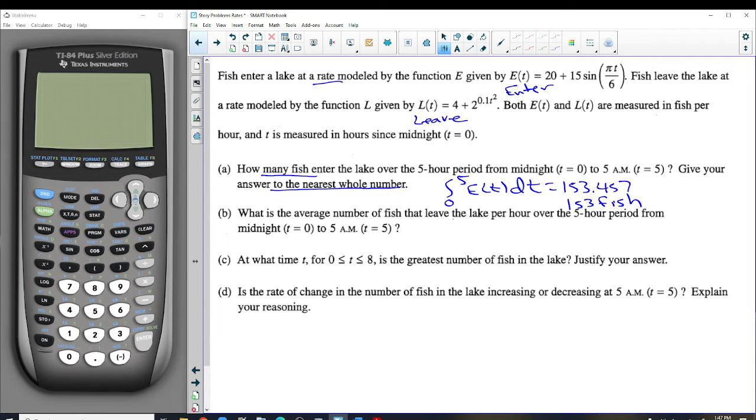What is the average number of fish that leave the lake per hour over the 5-hour period from midnight to 5? So average number of fish that leave. And we have a formula for leaving. And it says per hour. So that means, what is the average rate? Well, we have a formula for the rate. So we're not doing slope. We're doing the integral piece, where it's 1 over 5 minus 0, integral from 0 to 5 of L of t dt.